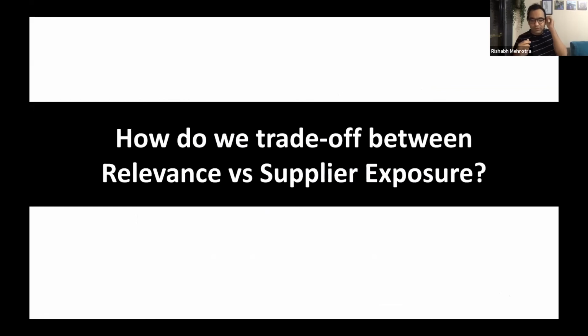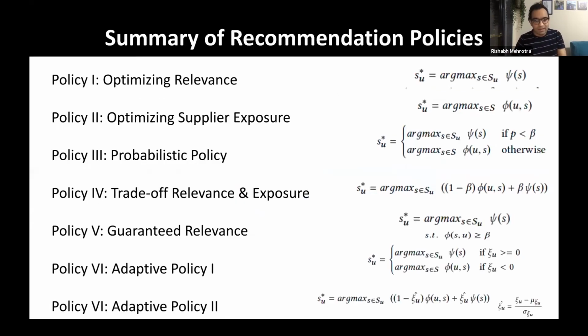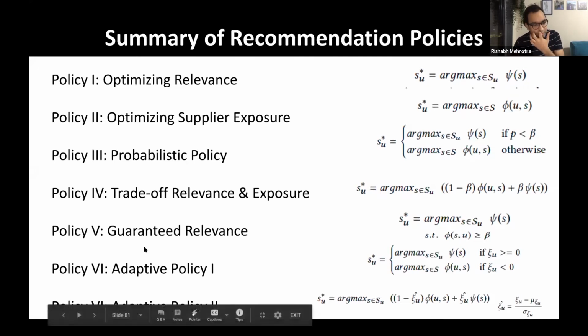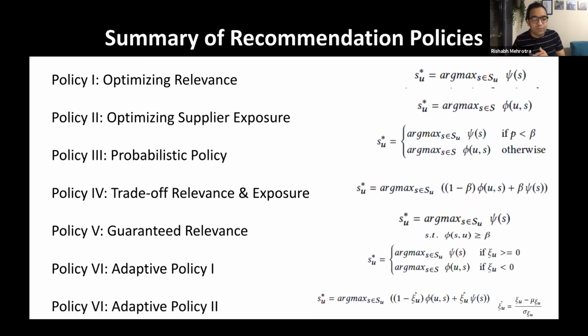But coming back to the main question, how do we balance these two objectives? Not to go into specifics, but in general we looked at a bunch of policies. Something as simple as: I don't care about exposure, I only care about relevance, so I'm going to optimize for that. Or on the other extreme, I'm going to optimize for supply exposure. You can do some trade-offs in between, with a weighted policy or a probabilistic policy. We tried something really nice on guaranteed relevance. Oftentimes product managers are not okay with us tanking relevance. They want a guarantee that relevance won't go beyond, let's say, 0.8, and then they'll allow us to do whatever we want on the other objectives.